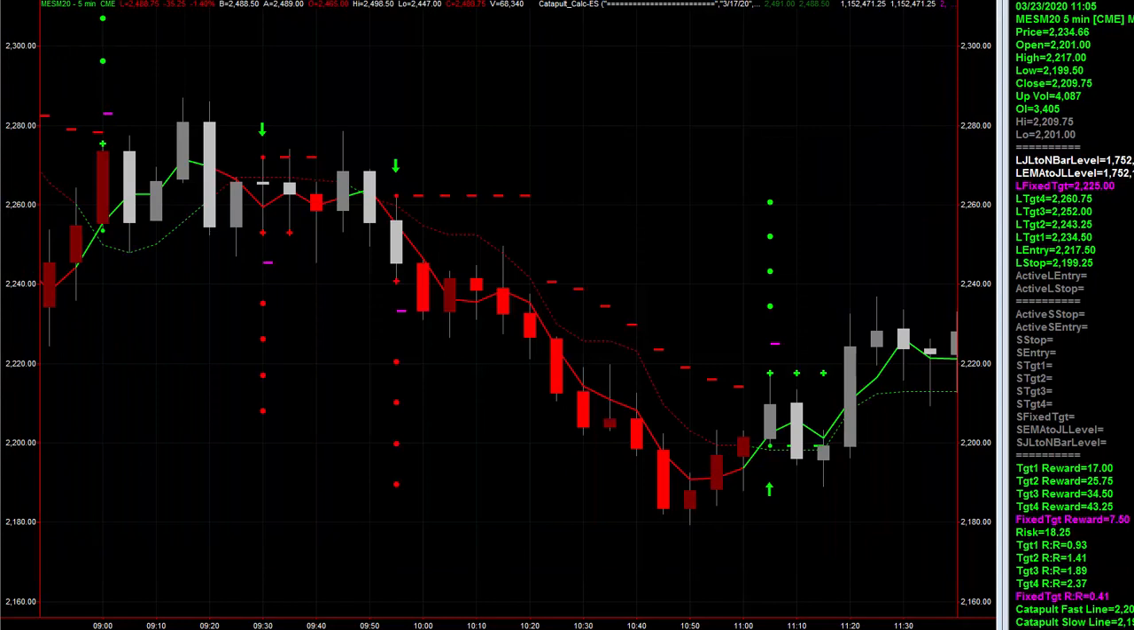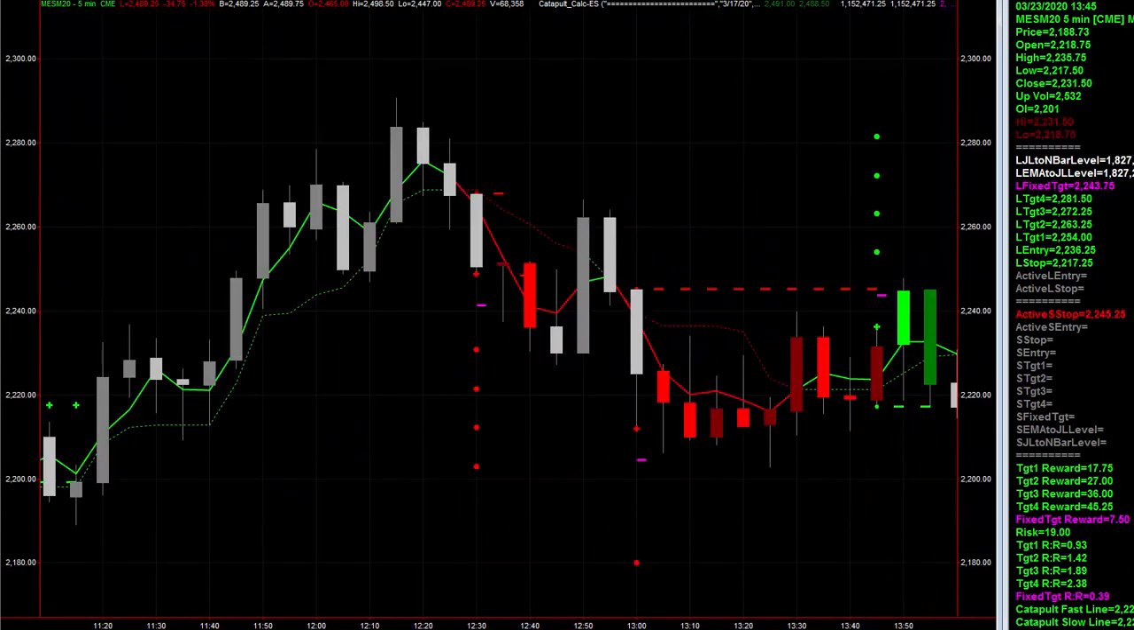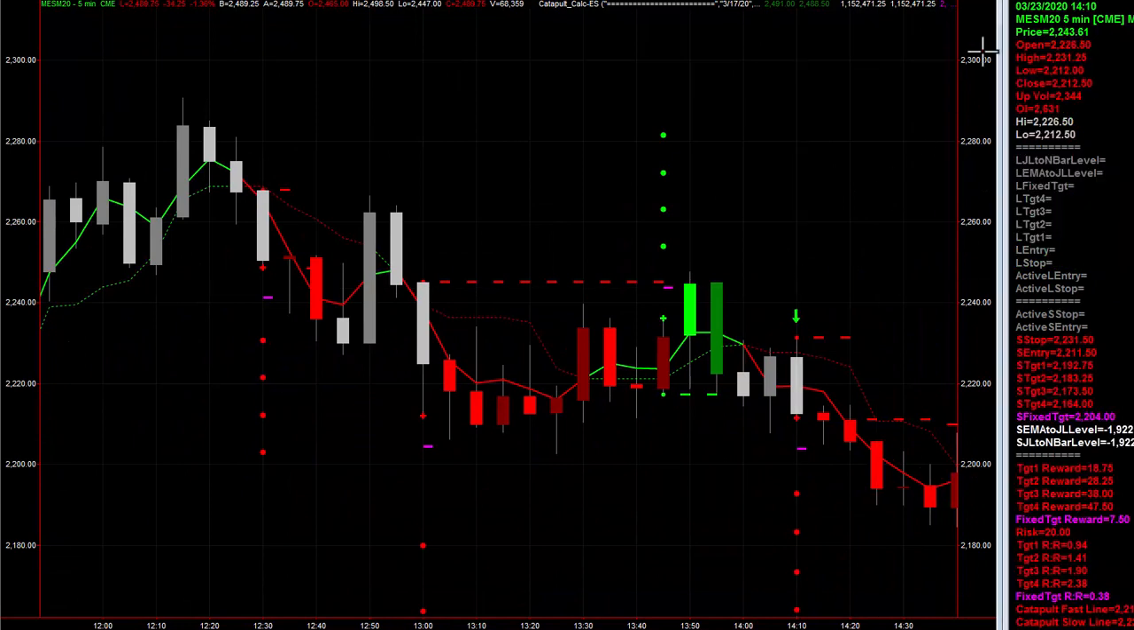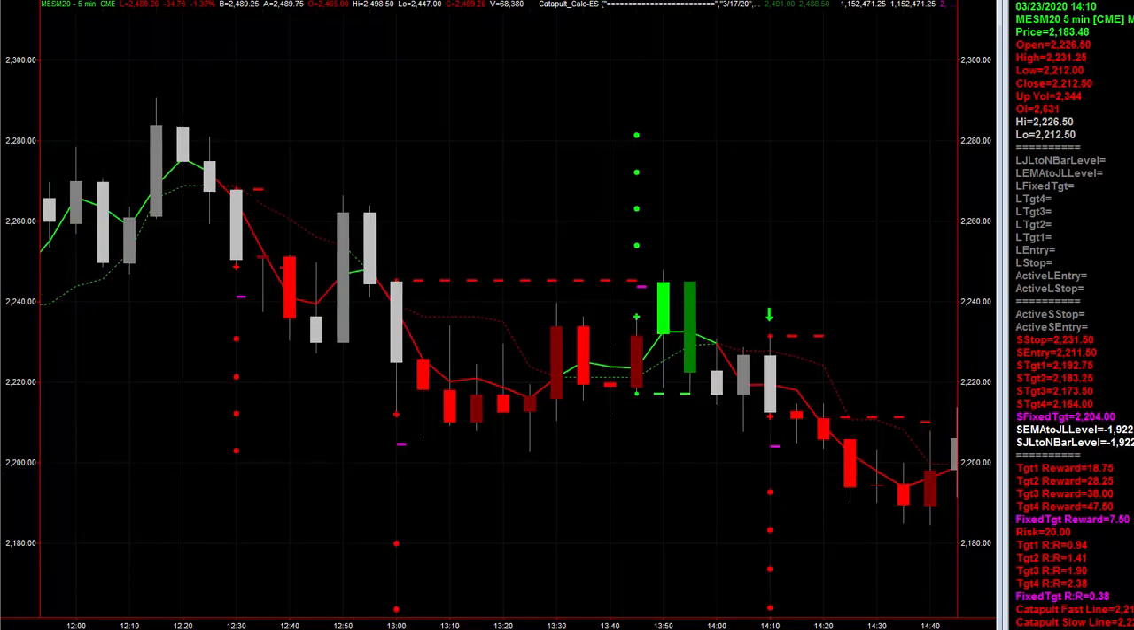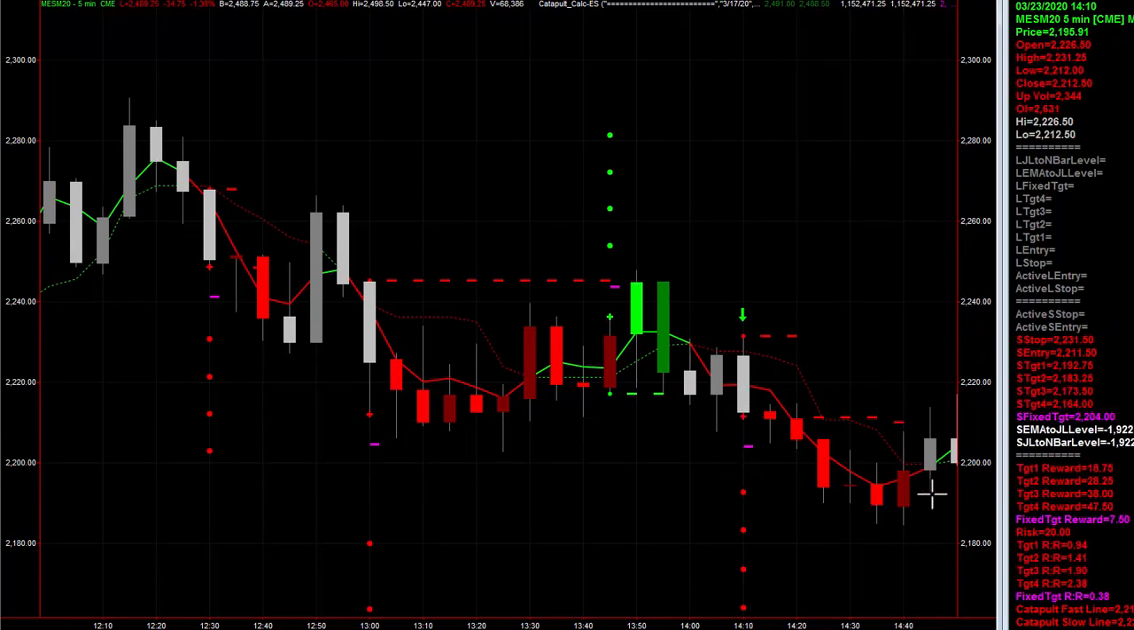The next session is at 2 p.m. So let's just speed forward through. 13:45. Here we go. So this is at 10 minutes after 2. You can see it gets short, comes down, hits its target 1, almost hits target 2, but then stops out. And yet that's still a winning session, 18.75 points.